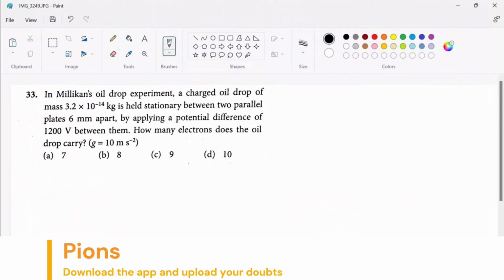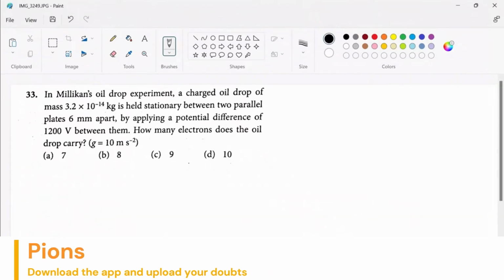In Millikan's oil drop experiment. So if you have not heard of this, it's okay, no problem. We have to focus on the concept. A charged oil drop of mass, what is the mass of this oil drop? 3.2 into 10 to the power minus 14 kg. Great. Is held stationary between the two parallel plates.